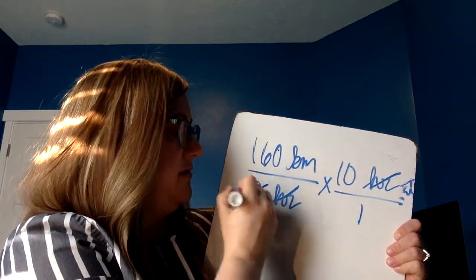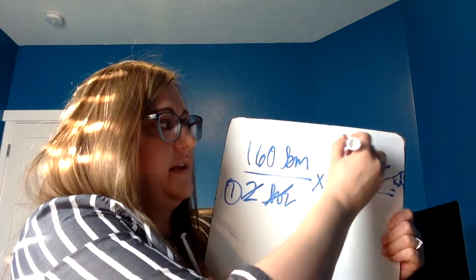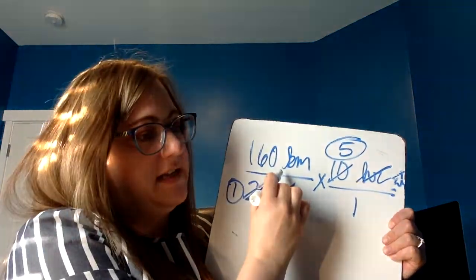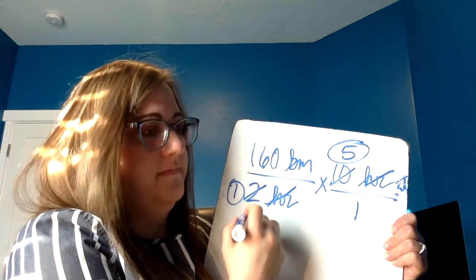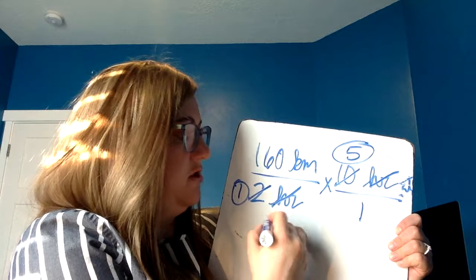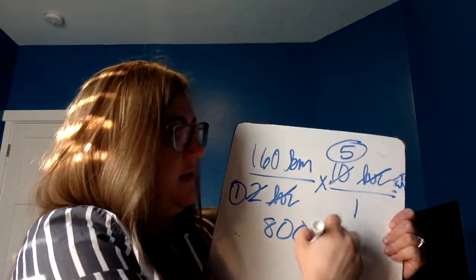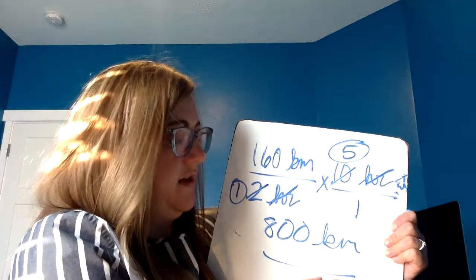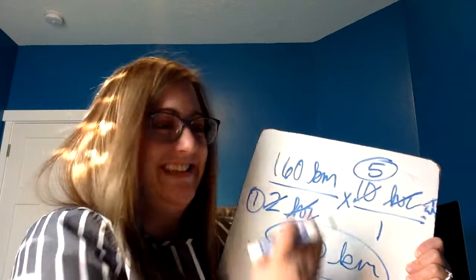So 2 divided by 2 is 1. I circle it so it doesn't get lost. 10 divided by 2 is 5. Circle it. All right, so we have 160 kilometers times 5. You should have gotten 800 kilometers. And then 1 would have been our denominator, and so we circled 800 kilometers. All right, pause, do E.